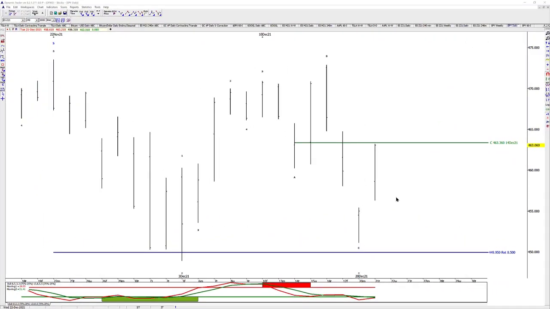So I've advanced the data. Again, we're at the SPY daily data. And I've advanced the data through, what is this? This is Tuesday, December 21st. So let's take a look at where we're at here.